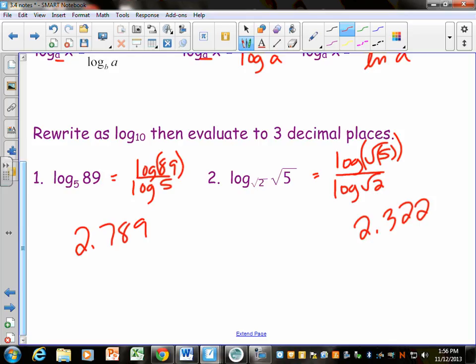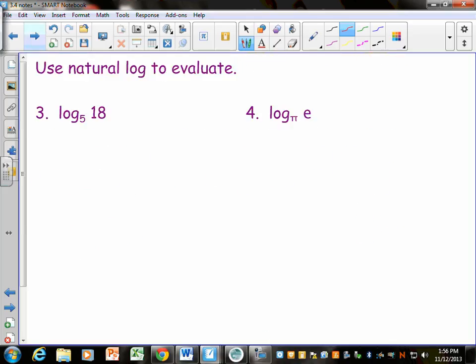Okay. Here's the... Oh, what if we do this with ln? We could do that, right? It says write using natural log. Natural log means ln. So instead of using log base 10, could I do ln of 18 over ln of 5? And what's crazy is if you do ln of 18 over ln of 5, you get the same answer as if you did log base 10 of 18 over log base 10 of 5.